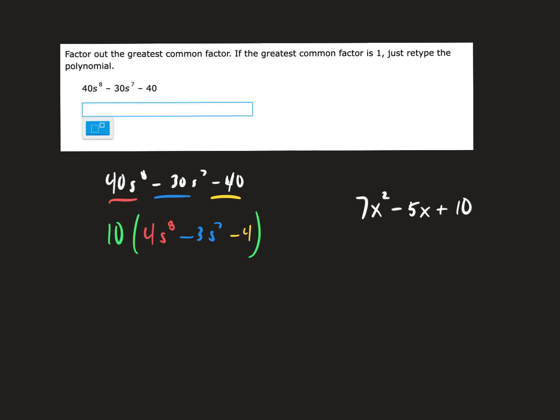Well, that's it. Hopefully this will be a good start with GCF factoring, which is going to be an important skill for us to know. I'll see you Monday.